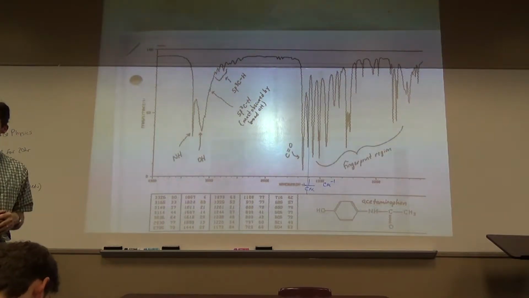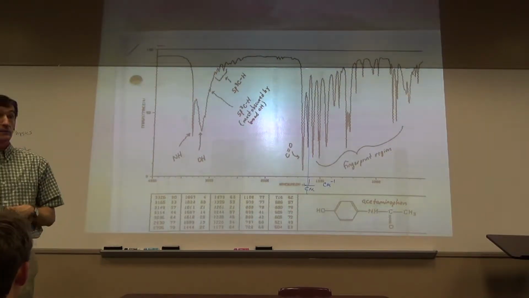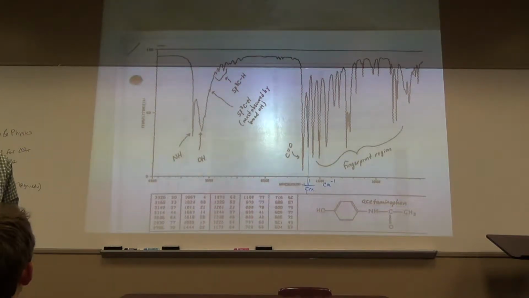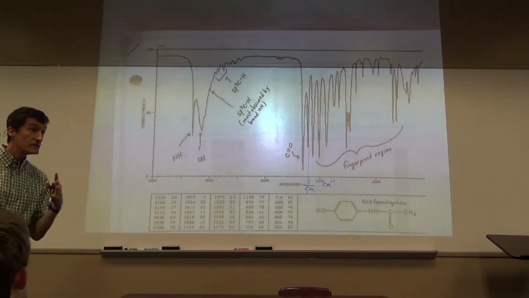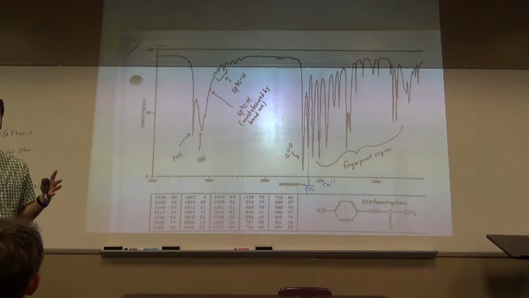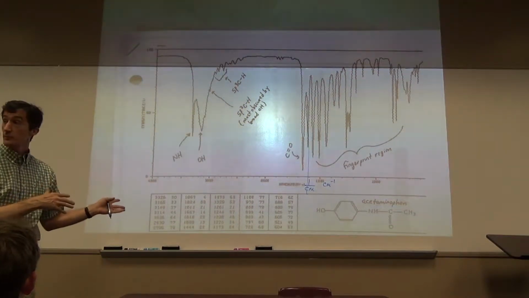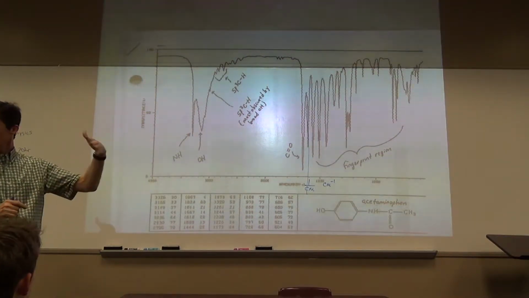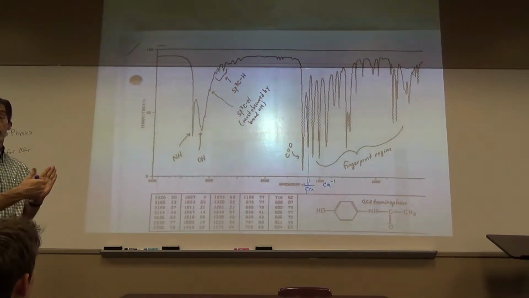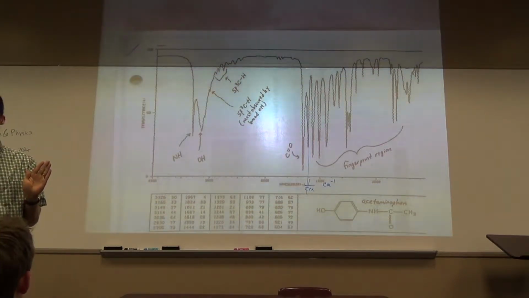You can use that, for example, if you find some white powder in a bathroom at an I-20 truck stop. What is it? Maybe it's cocaine. Well, take it to the lab and run an IR. You'll get an IR, you'll have a fingerprint. Sure, you can find an IR of cocaine online.